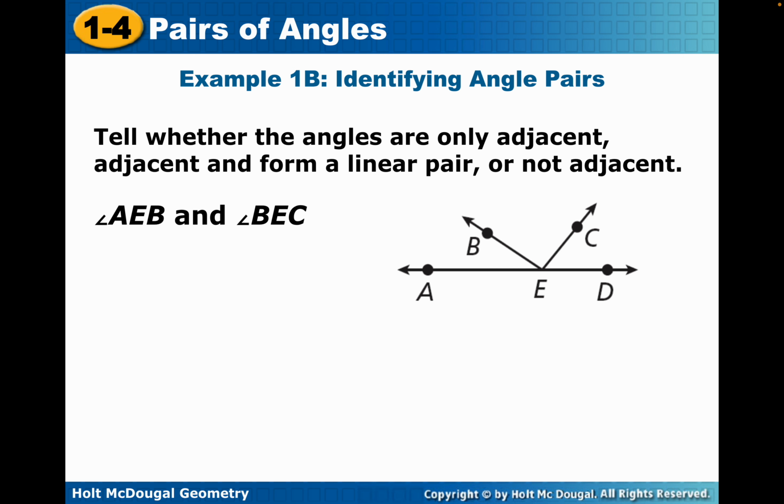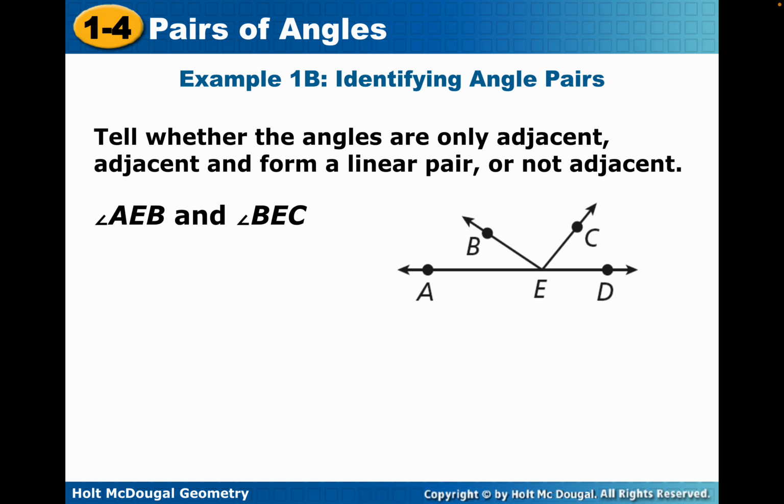Let's look at this one. This one says AEB. So again, it's this angle, and BEC, so this angle. Do they share a common vertex and a common side? Yes. So what does that make it? Adjacent. Are these going to be a linear pair? No, these are not.